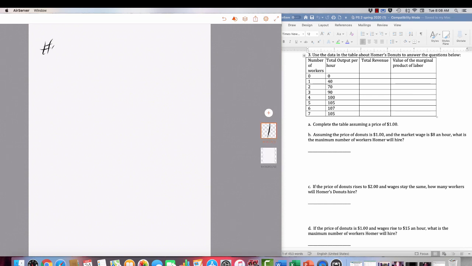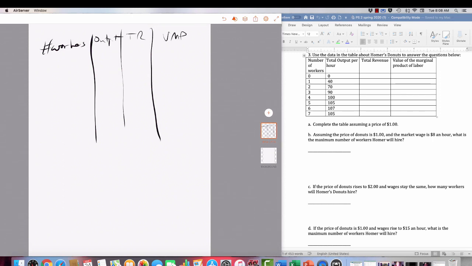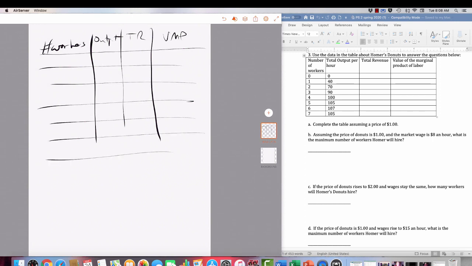So here's the number of workers. Then we have output. And then we need to find total revenue and the value of the marginal product. So here's what we're looking at. Number of workers was 0 to 7.